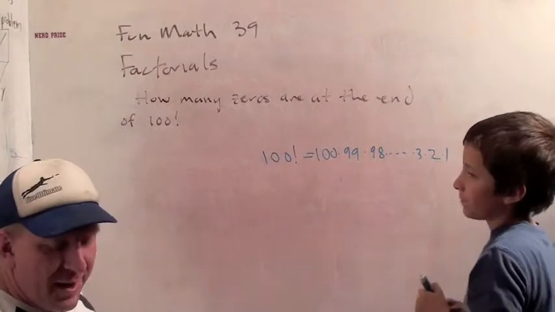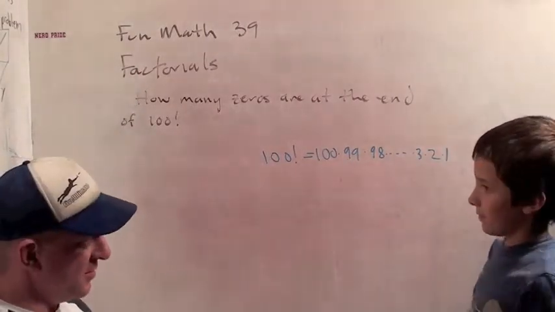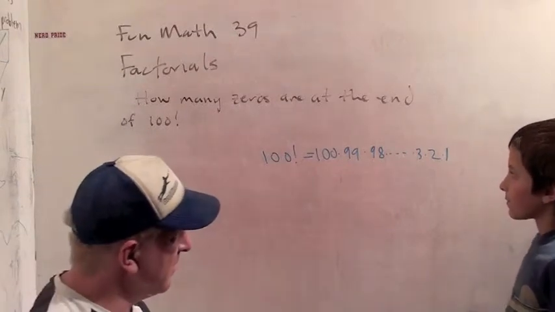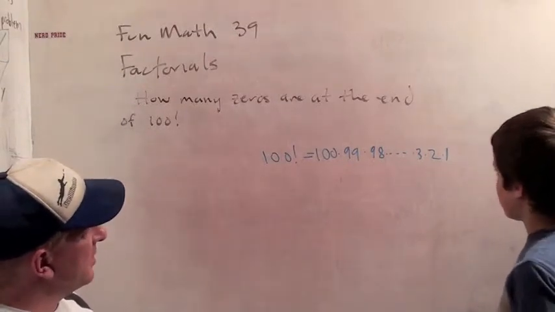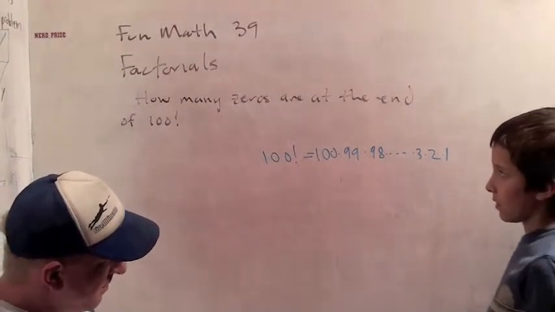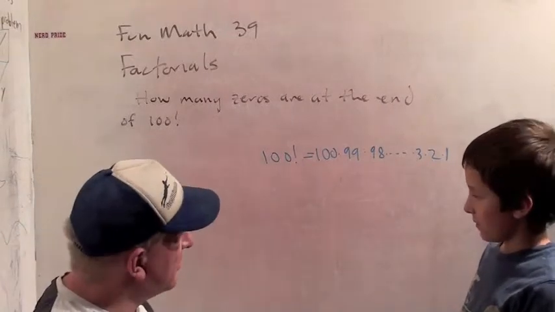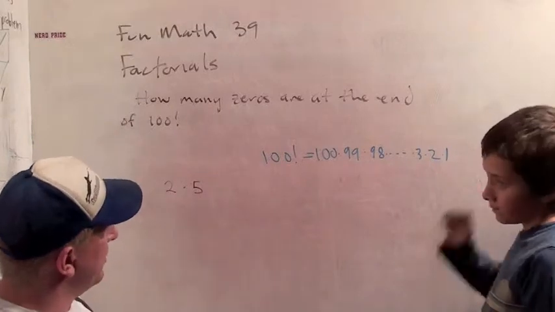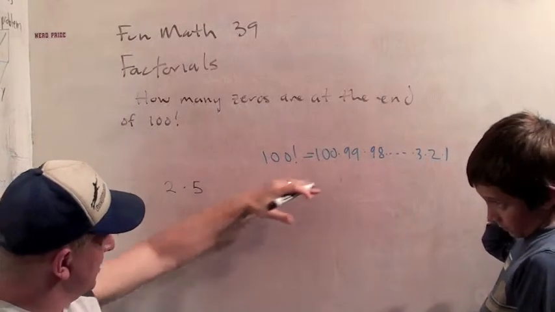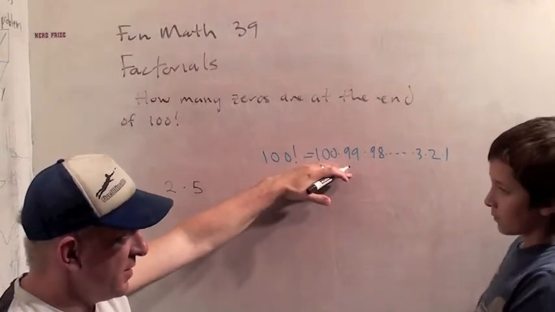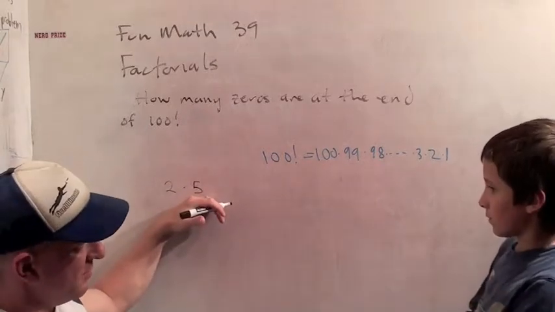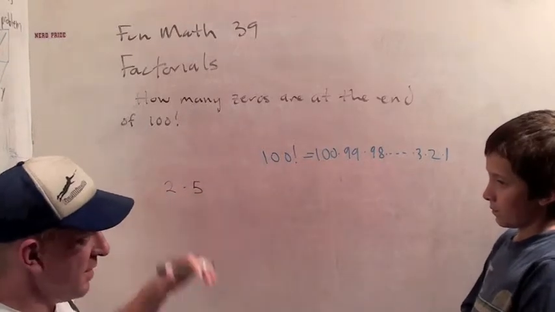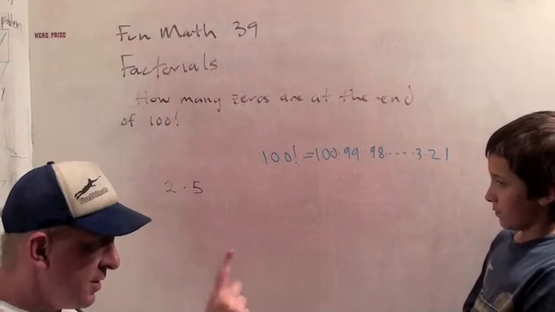Right, and this number is going to be way too big for us to figure out, so we have to do something else. Do you know how you get a 0 at the end of a number? It's a 2 times a 5. So we want to figure out how many 2's there are when we do the prime factorization, and how many 5's there are, just so we see how many 2 times 5's we get. But we don't have to do both.